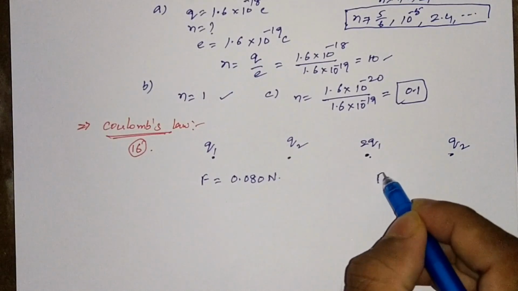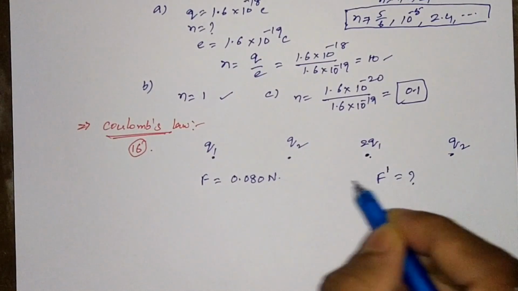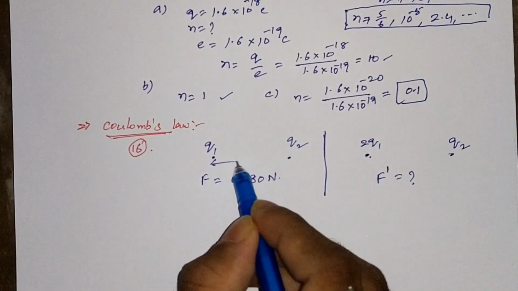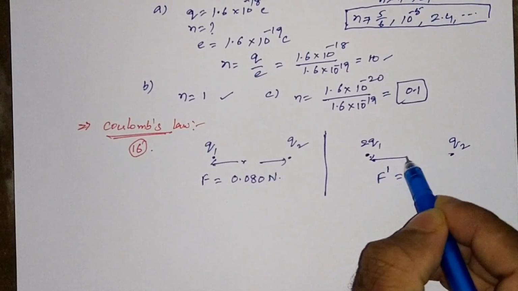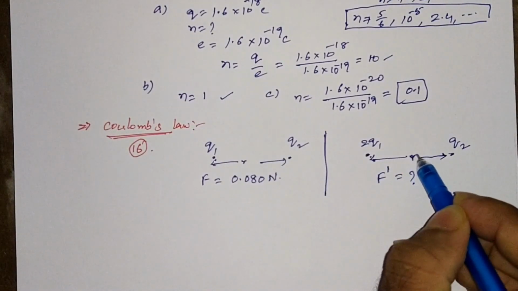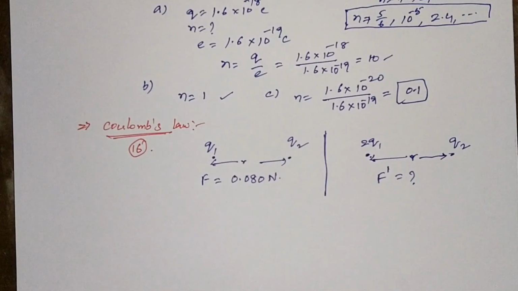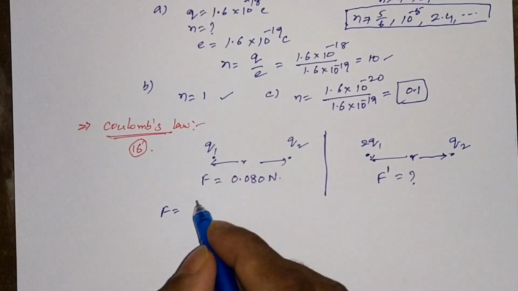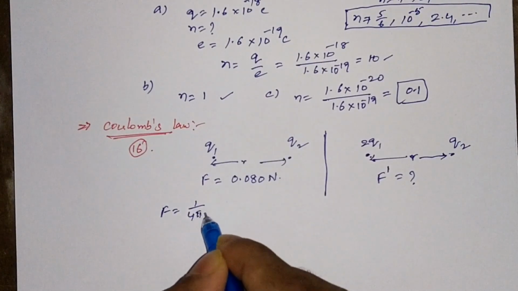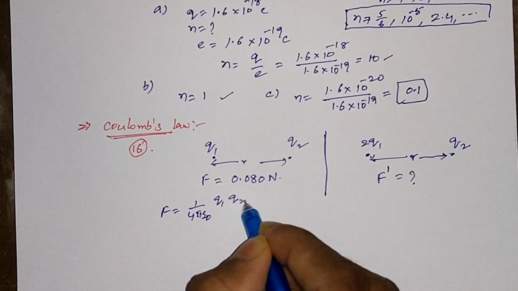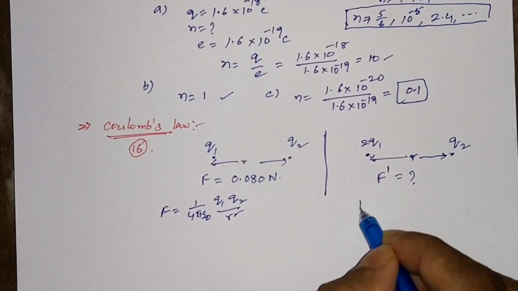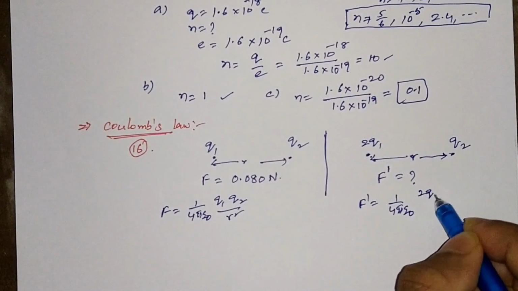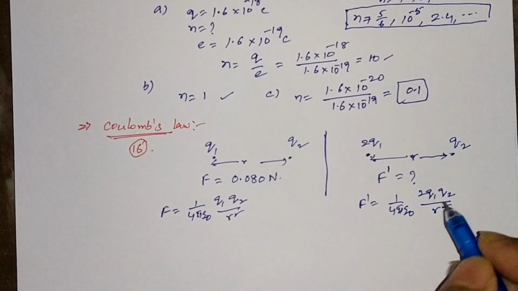Then what is the new force? F dash is how much? This is the question they are asking. In this case we are not changing the distance between them. It is given that the distance is constant. I am taking it as R. Let us calculate F first. What is the formula to calculate F? We know it is 1 by 4 pi epsilon naught Q1 Q2 by R square. Here F dash will be 1 by 4 pi epsilon naught 2 Q1 Q2 by R square.